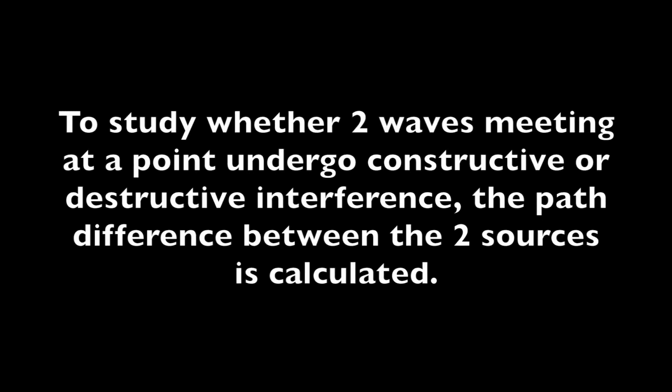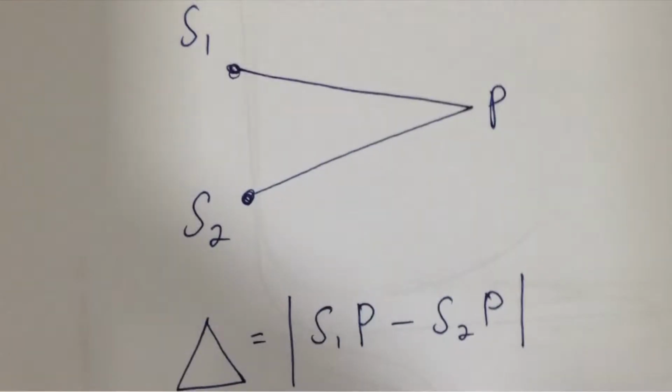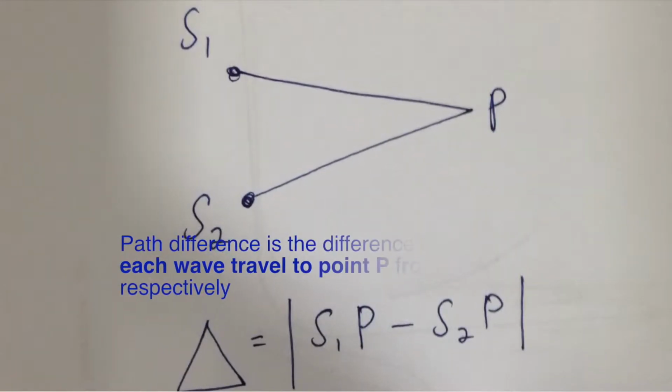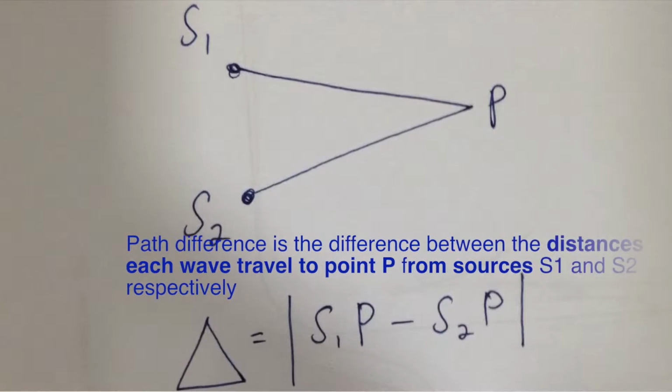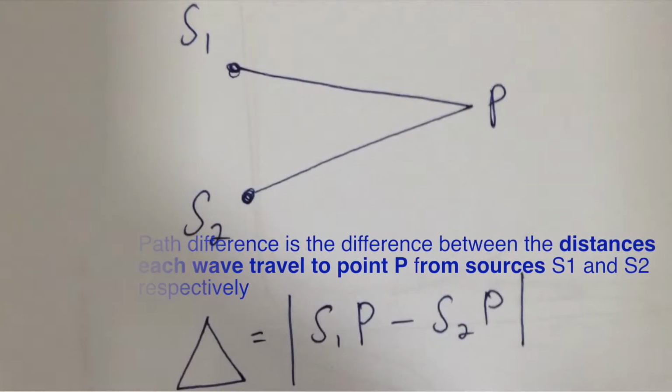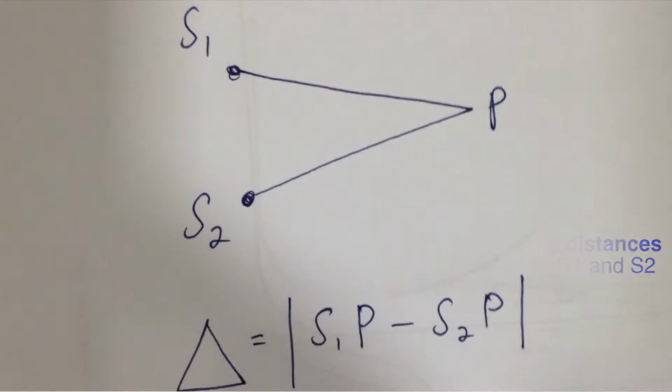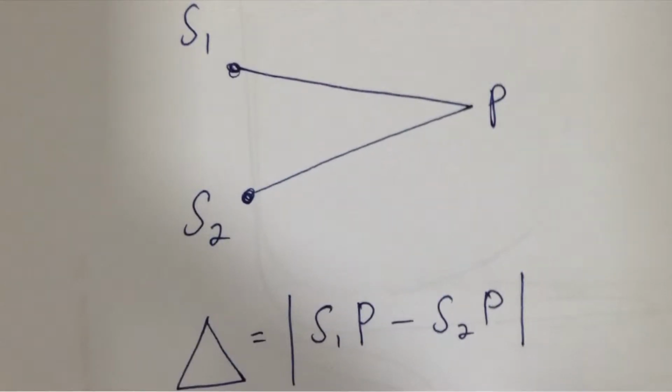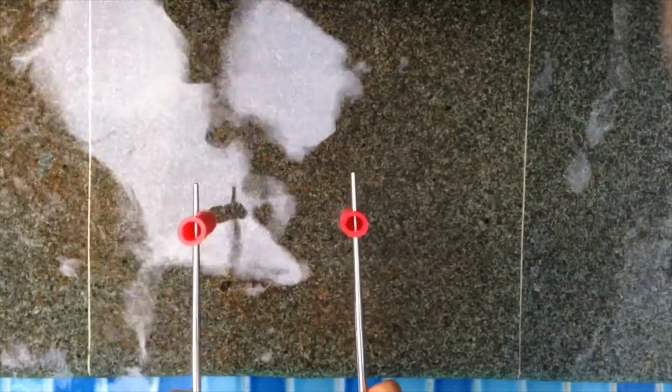And so, to study whether 2 waves meeting at a point undergo constructive or destructive interference, the path difference between the 2 sources is calculated. Let us start by examining what path difference exactly is. Path difference is the difference between the distances each wave travels to point P from sources S1 and S2 respectively. With this concept in mind, let's move ahead to the experiment.